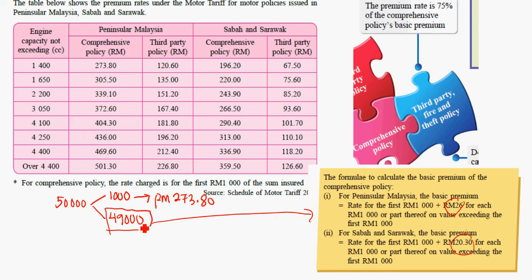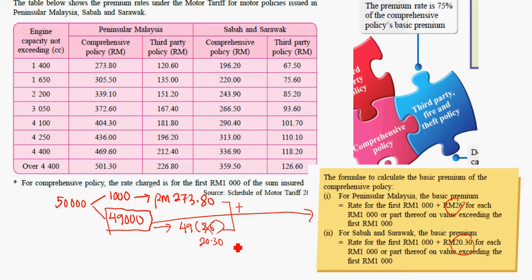So let's say you are staying in Peninsular Malaysia. For this 49,000, you need to add 26 ringgit for each 1,000. So for 49,000, you have 49 1,000s, right? So you must add 49 times 26 ringgit. To find the basic premium, you must add these two values. If you stay in Sabah and Sarawak, you must multiply this with 20 ringgit 30 cents.